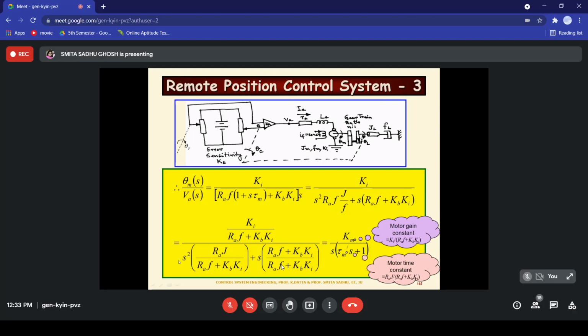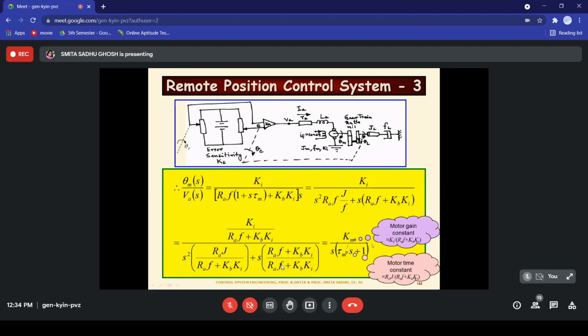In the denominator, we have S square into a constant. That constant is denoted as tau m prime, and it is called the motor time constant, given by Raj by RAF plus KBKI. So the first term becomes S square into tau m prime plus S. If we take out S, we have in the denominator S into tau m prime S plus 1. So the model of the armature controlled DC servo motor boils down to theta m S by VA S equal to the constant Km by S into tau m prime S plus 1, where tau m prime is the motor time constant.